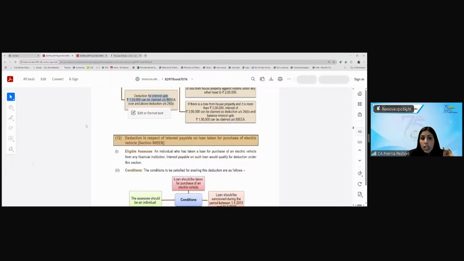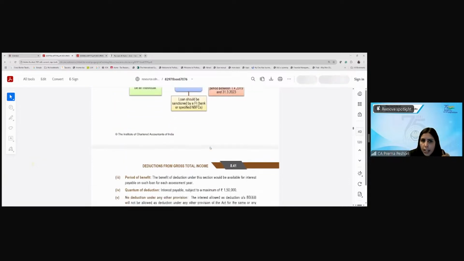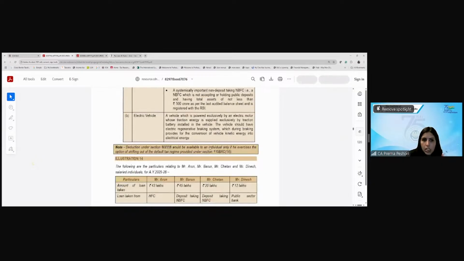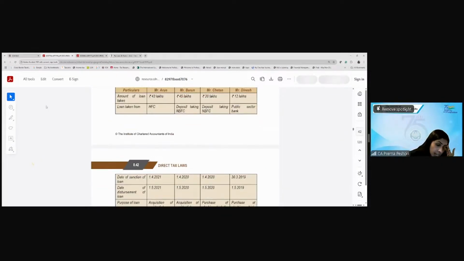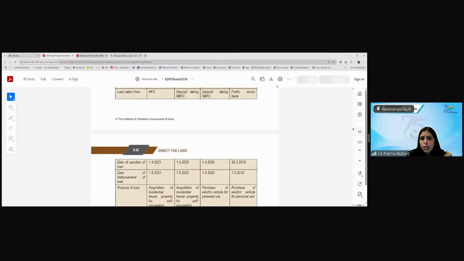Clear? Now, 80EE is with respect to the purchase of the electric vehicle, and the loan should be sanctioned to 23. Loan should be via financial institution, which could be bank or specified NBFC. Now, in this particular case, first for Mr. Arun, whether you will get deduction under 80EE.